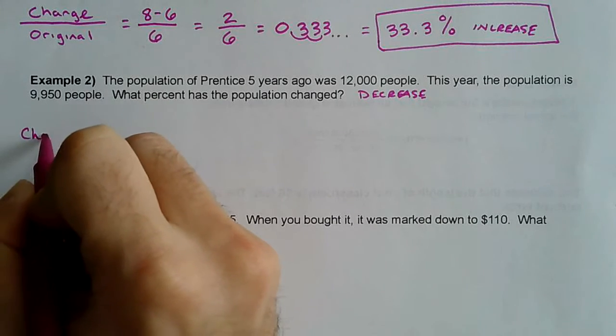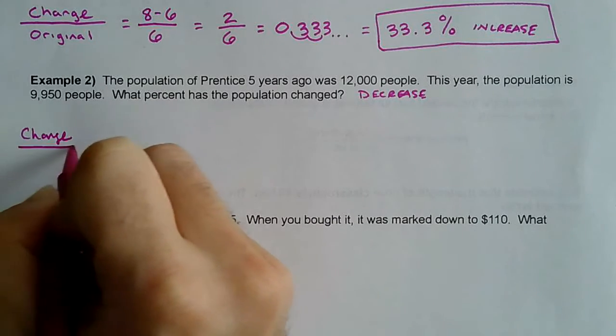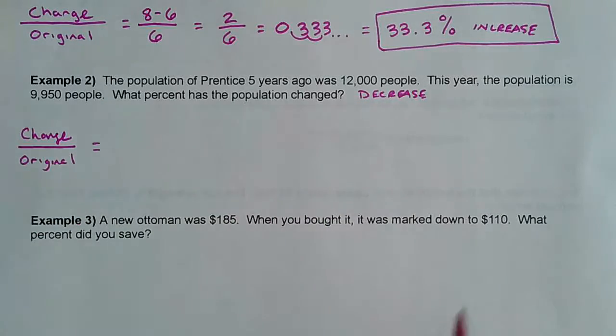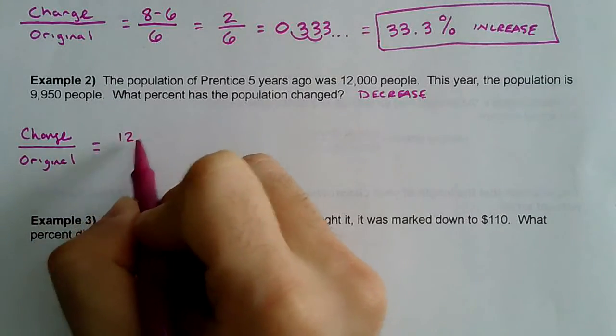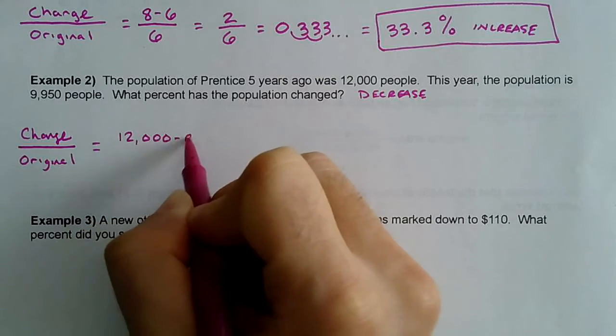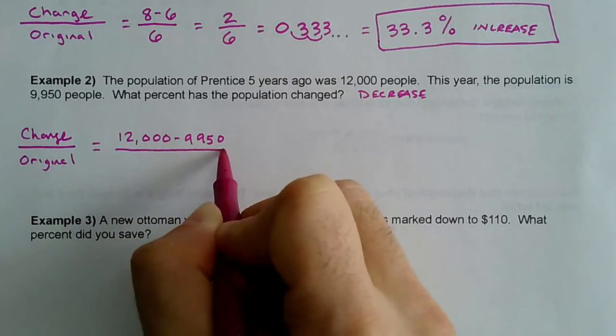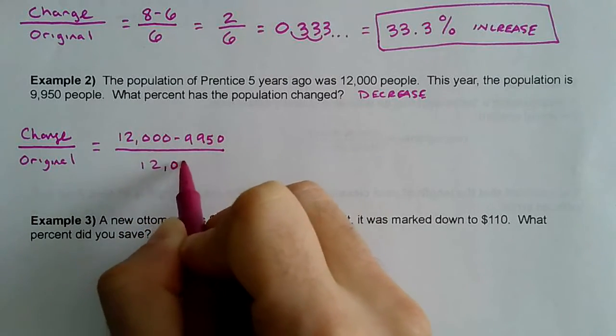So if we want to find the change divided by the original, our change, we're going to take our larger value, 12,000, and subtract 9,950. And our original value 5 years ago was 12,000.